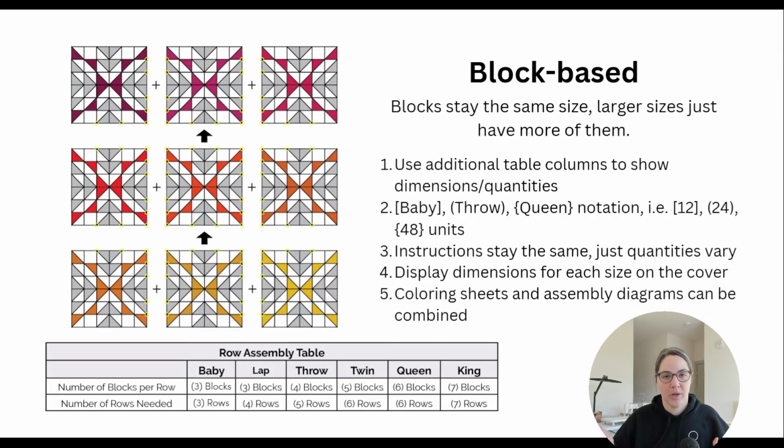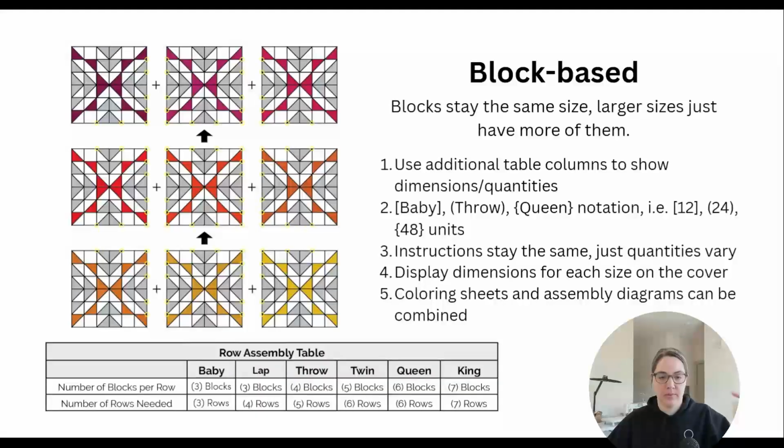And so often what I will do in this situation, rather than showing the largest size, which often ends up with a really small diagram because it doesn't fit well on the page for something like a king size quilt, is use an assembly table, which is what you're seeing at the bottom here. This is an example of what I use, and I generally suggest it to a lot of my tech editing clients as well. Basically you'll have each of the sizes in your pattern. In this case, I've got six sizes here, baby through king. And then you'll list the number of blocks in each row and the number of rows needed, right?